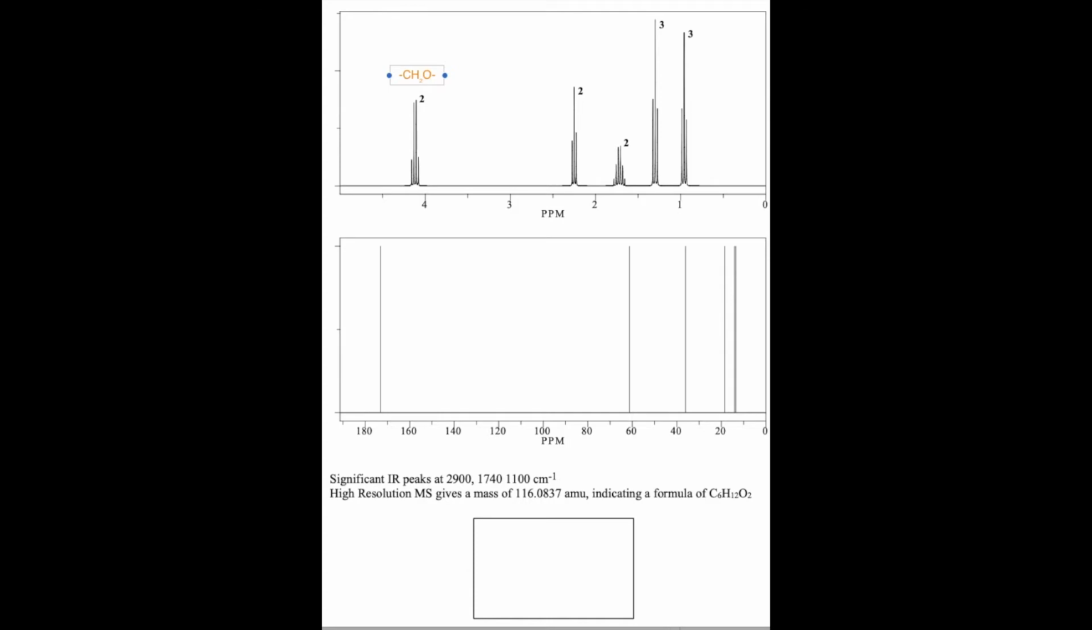So that's a really good idea. Just draw little lines when you know there's something else where it's got to be bonded to something else. And we know what one of those things is. We know that we must have a methyl group attached to that CH2.